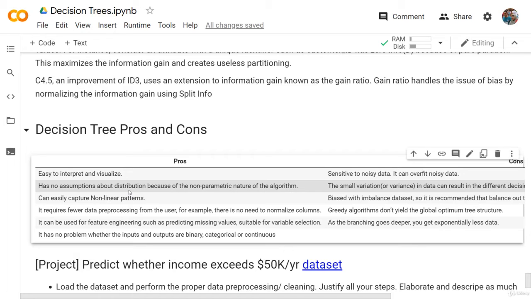Okay, and finally, it has no problem whether the input and the outputs are binary, categorical, or continuous. So if we have a binary input or a binary output, the decision tree will work. If we have a categorical input or output, it will also work. Continuous, it will also work, right? In the sklearn implementation, we had a problem, but this is a problem in the sklearn implementation. But in our own implementation, we handled all scenarios, right? So these are the pros of the decision tree. As we can see, it's very powerful.